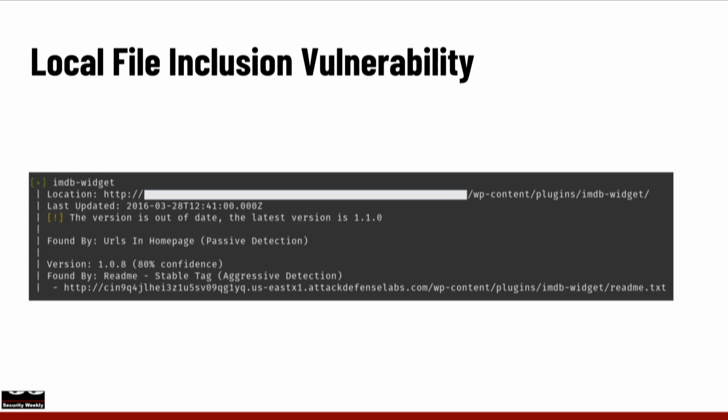Okay, so the other vulnerability that I wanted to highlight here is the local file inclusion vulnerability, right? These vulnerabilities can also be kind of elusive. This particular widget is the IMDb widget. And WP scan, when I scanned it, said that this version is, in fact, out of date. The latest version of this plugin is 1.1.0, and installed on your installation is 1.0.8.